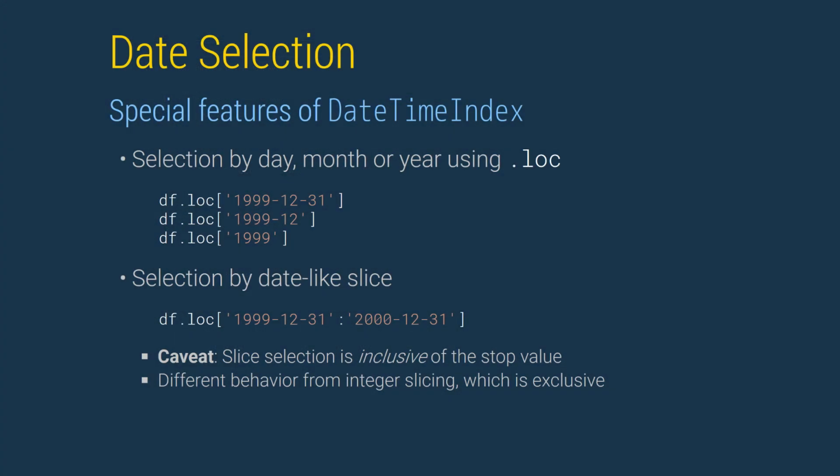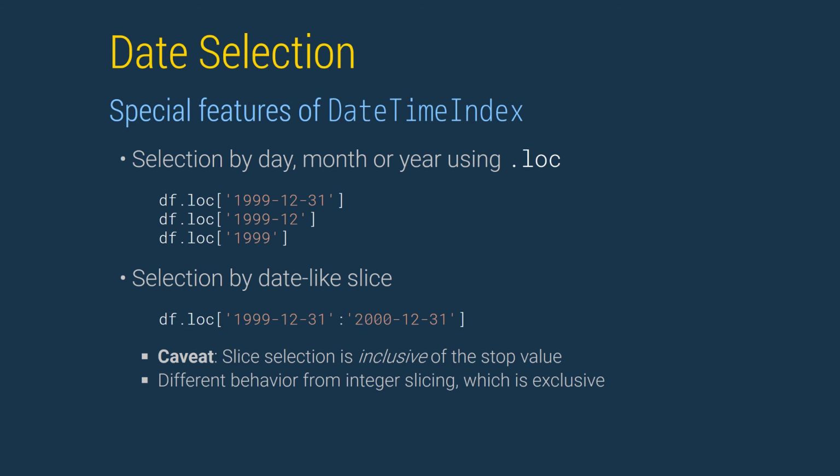When a DataFrame or series has a date-time index, which requires that the values in the index are dates that are sorted, then a special syntax can be used in selection. Values can be selected by date, month, or year using different levels of specificity. The three examples here select all values on December 31st, 1999, in December 1999, and in 1999, respectively.